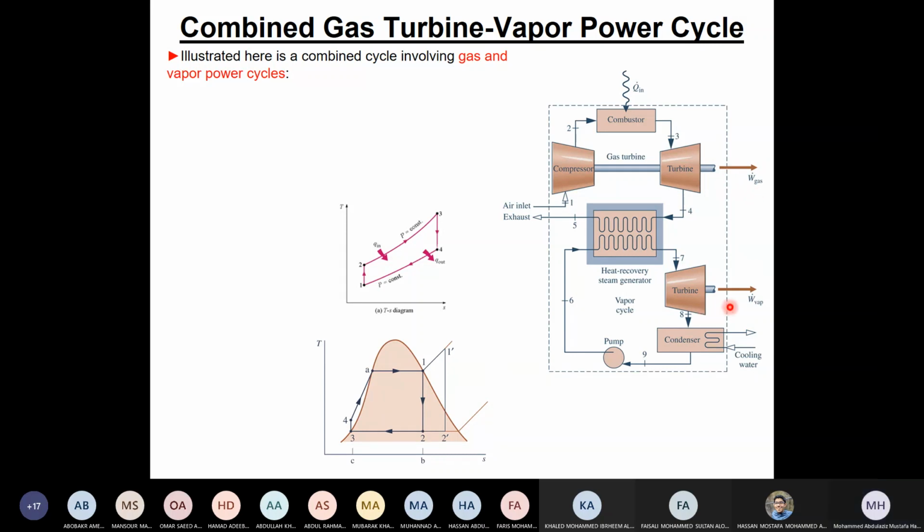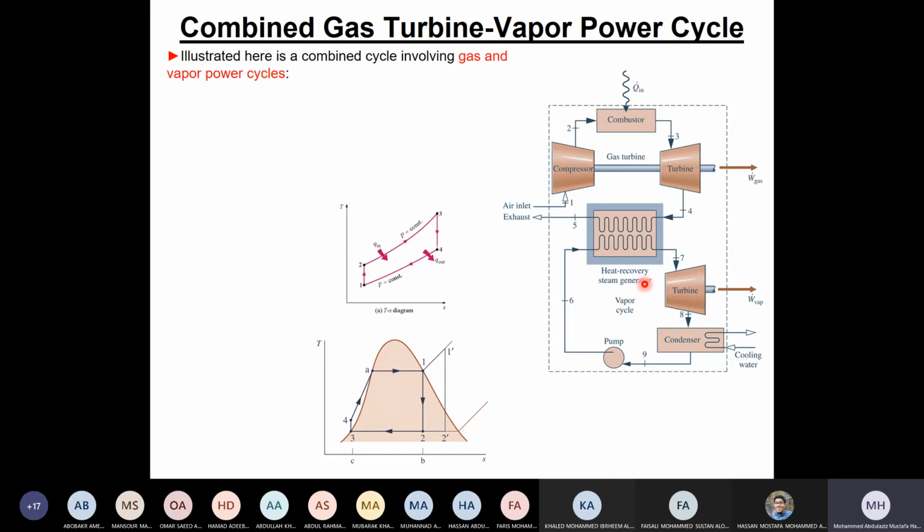Then we have W steam or W vapor. This is from the turbine. So now I add these together and I divide them by Qn. It is the same Qn as that. So previously for the gas turbine, I have this one over this gives me the efficiency, which is 30%. Now with the combined cycle, I have this plus this over the same Qn. And therefore the efficiency moves from 30% to 55%. So definitely it works to do that.